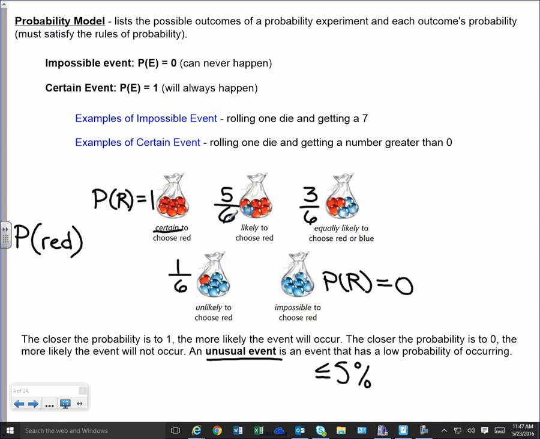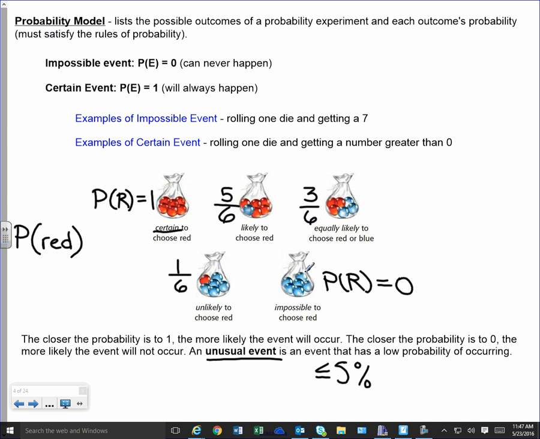When I'm over here, now I've added 1 blue marble into the mix. So now what's my chance of choosing a red? Well, now I have a 5 out of 6 chance of choosing a red, right? So now I'm still pretty likely to choose a red, but it's not certain. It's possible that I could choose a blue, right? Here we're equally likely. Here now I'm getting unlikely to choose a red, right? It's more likely that I would choose a blue marble. And here it's impossible to choose red, okay? So this is a fairly easy example.